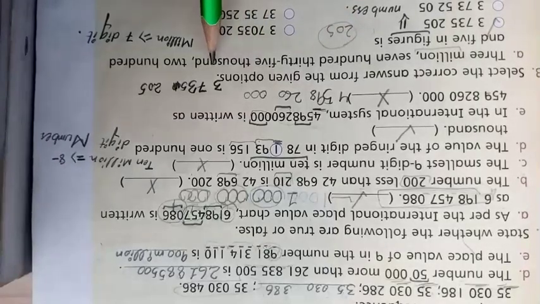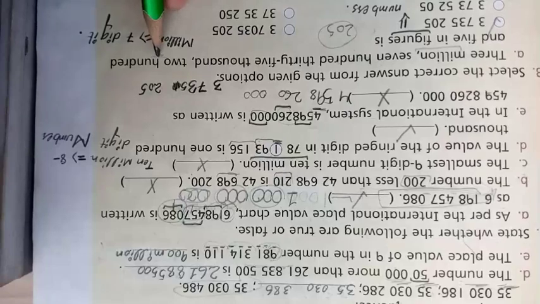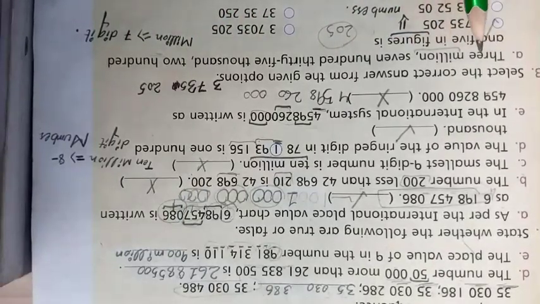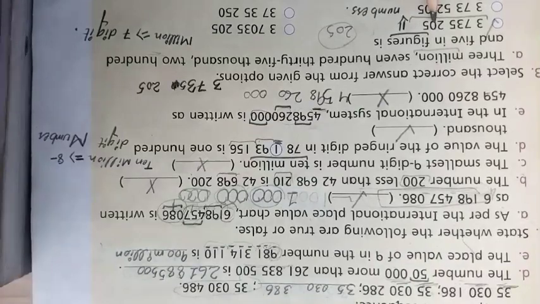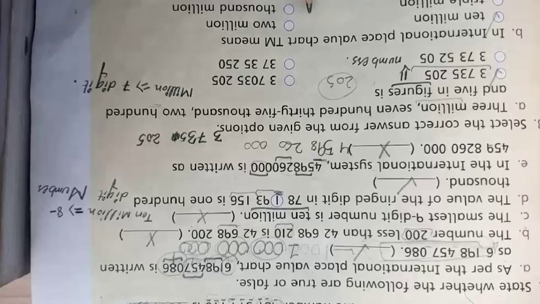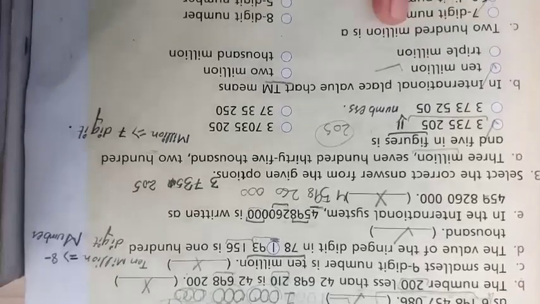Then 735. This is the other part of the number. This is the first part of the number, that is called unit. This is the thousand part and this is the millions part. So 3 million, this one is true: 3,735,205. Next, in the international place value chart, TM means 10 million. So this is our answer.